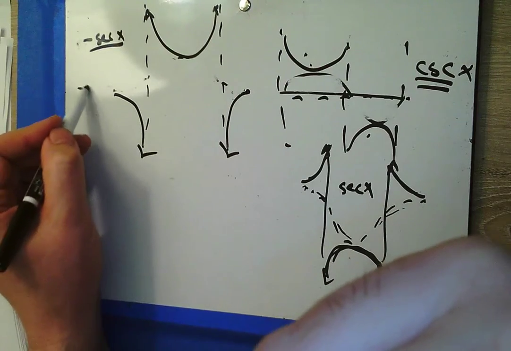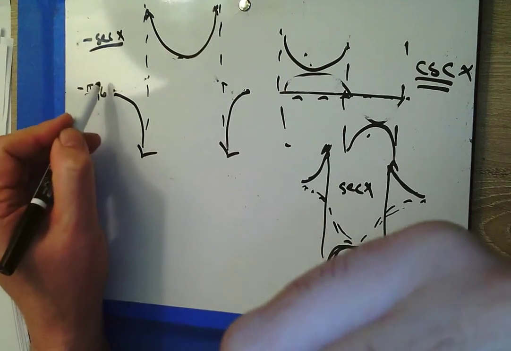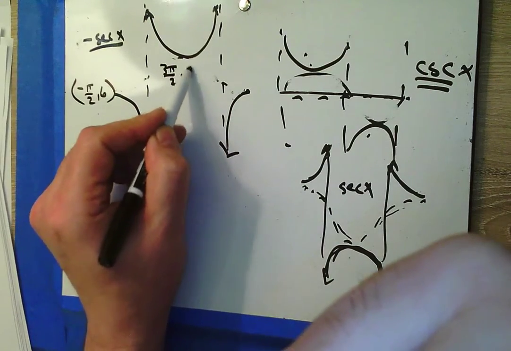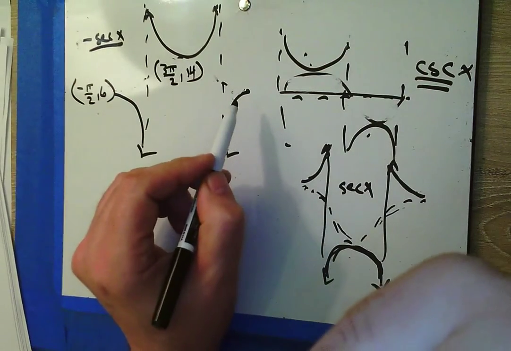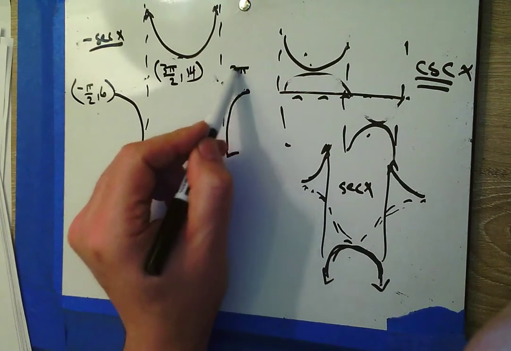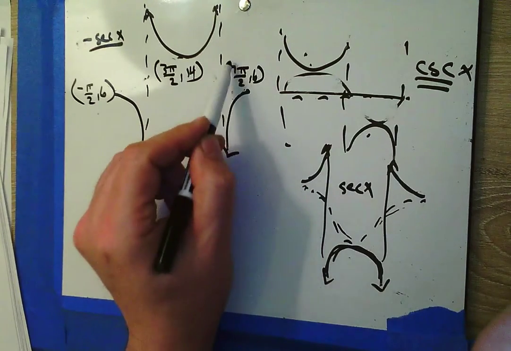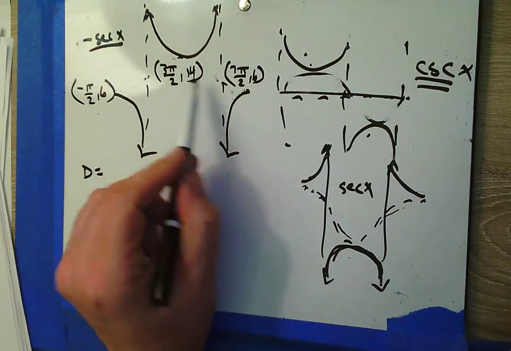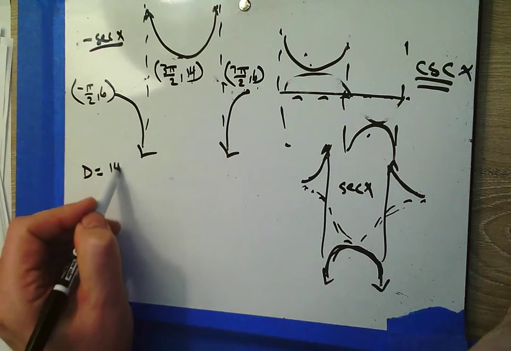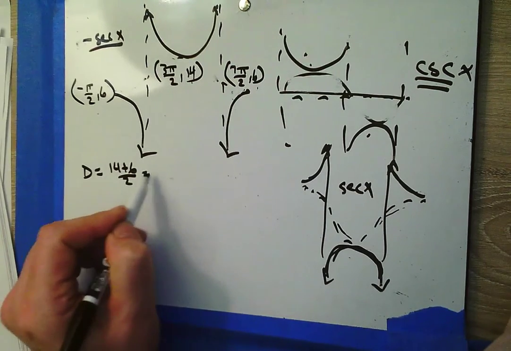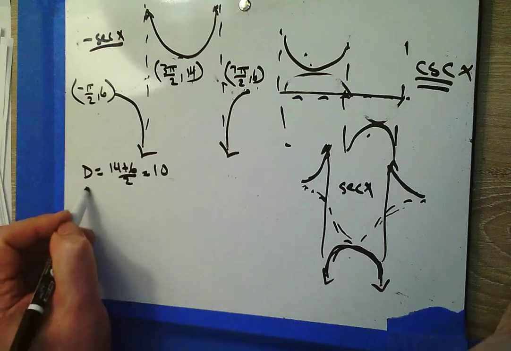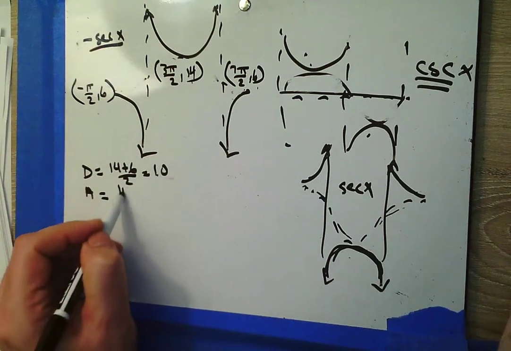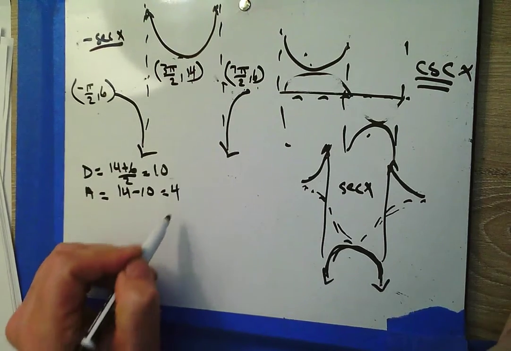Okay, let's put some values on here. I've got negative pi over 2, 6. I've got 3 pi over 2, 14. And 7 pi over 2, 6. We know our d value is the average of the high and low y values. 14 plus 6 divided by 2 is 10. We know our a value is this high y value minus d, 14 minus 10, or 4.